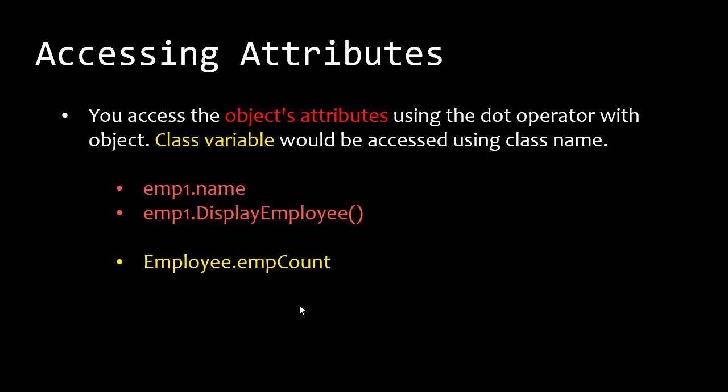Accessing the attributes. You can access an object's attributes using a dot operator with the object. So in this case, emp1.name, we can do emp1.display_employee. Again, an attribute could be a method also. So in this case, emp1 is going to display just the name for employee 1. It has nothing to do with employee 2. If I want to access employee 2, this would be emp2. A class-level attribute would be accessed using the class name, in this case Employee.count. If I wanted to access that, that's how I would do that.